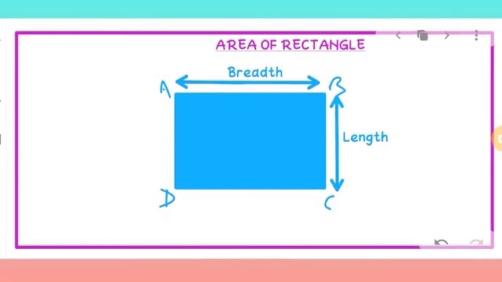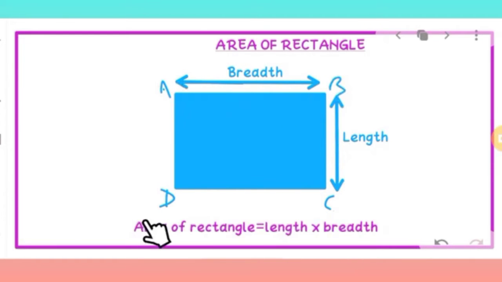Now let's see the area of a rectangle. Now this is a rectangle, this is the breadth of this rectangle, and this is the length. So the area of a rectangle is length into breadth. Length into breadth will give us the area of this rectangle.